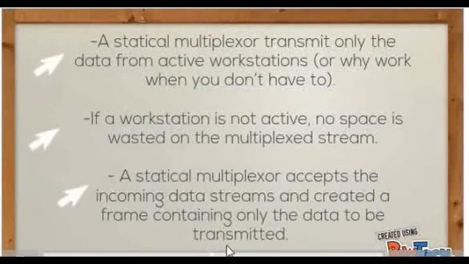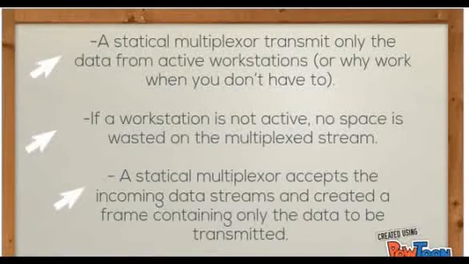A statistical multiplexer transmits only data from active workstations. If a workstation is not active, space is not wasted on the multiplexed stream. A statistical multiplexer accepts the incoming data stream and creates a frame containing only the data to be transmitted. The disadvantage of synchronous time division multiplexing is that it allocates space even if data is not there.